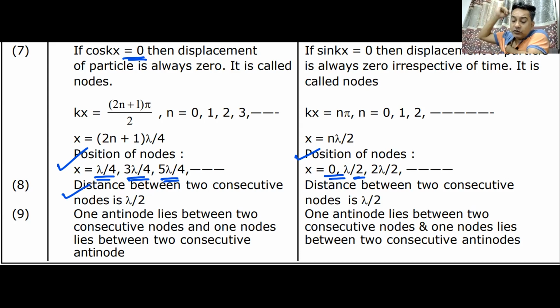Between any two consecutive nodes, the distance is lambda by 2. Between a node and an antinode, the distance is lambda by 4. Please note this down.